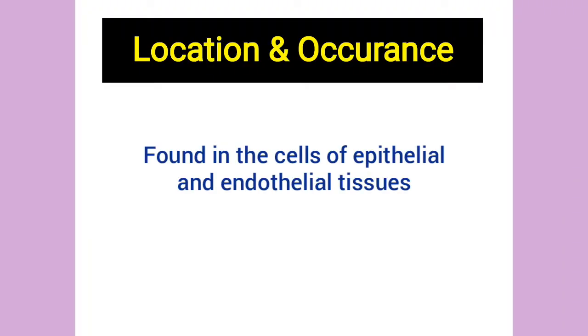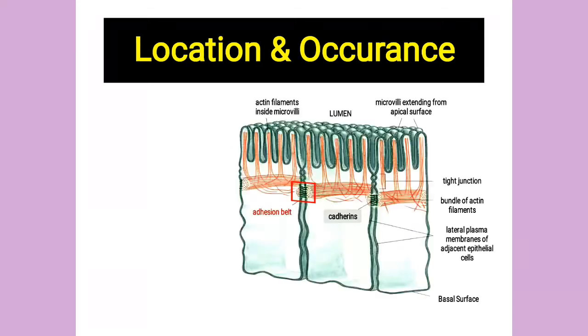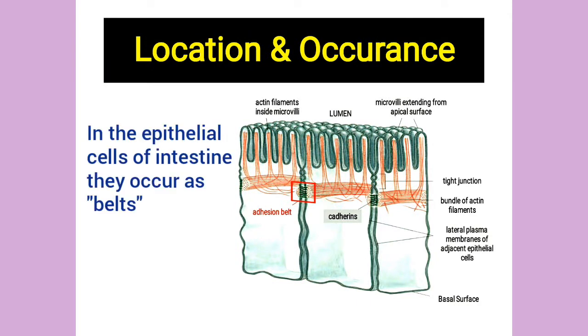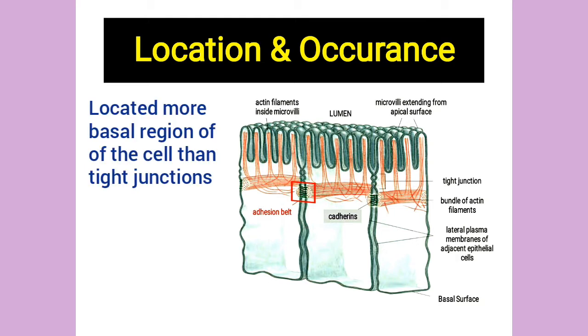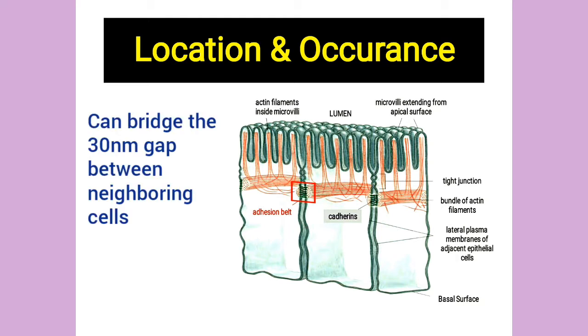The adherens junctions are found in the cells of epithelial and endothelial tissues. In epithelia, such as the lining of the intestine, they occur as belts that encircle each of the cells near its apical surface and bind that cell to its surrounding neighbors. They are located usually more basal in the cell than tight junctions. They can bridge the 30 nanometer gap between neighboring cells.